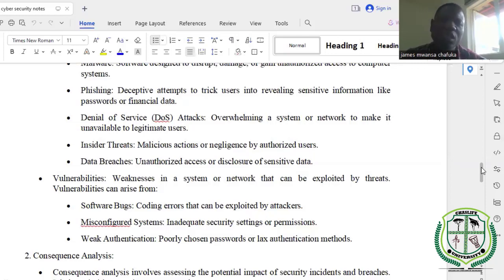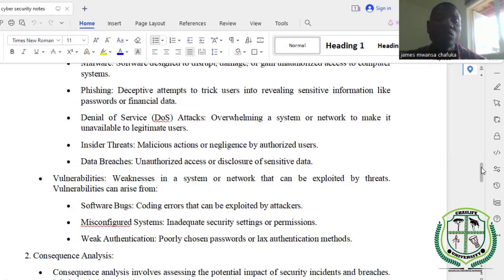The vulnerability of a system can arise from software bugs. Software bugs are coding errors that can be exploited by an attacker. So vulnerability can come as a result of software bugs.